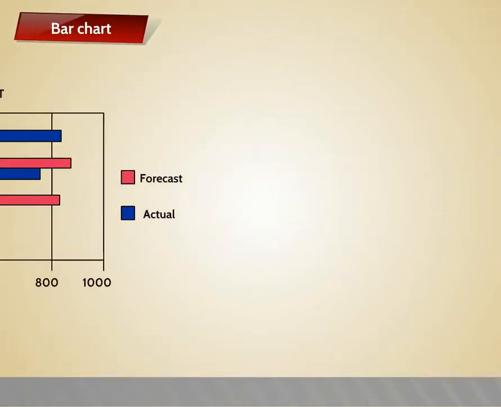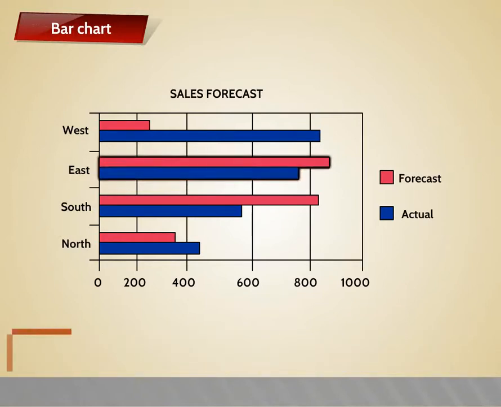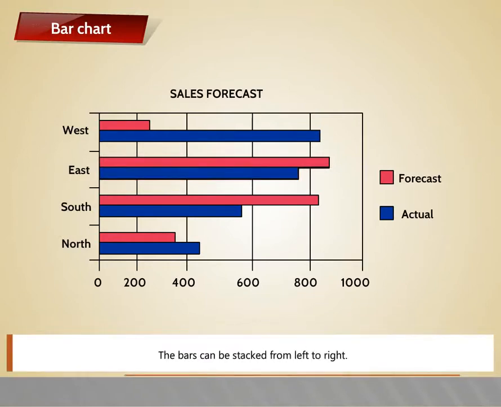Bar chart. Bar chart is like a column chart that has been rotated 90 degrees to the left. The bars can be stacked from left to right.